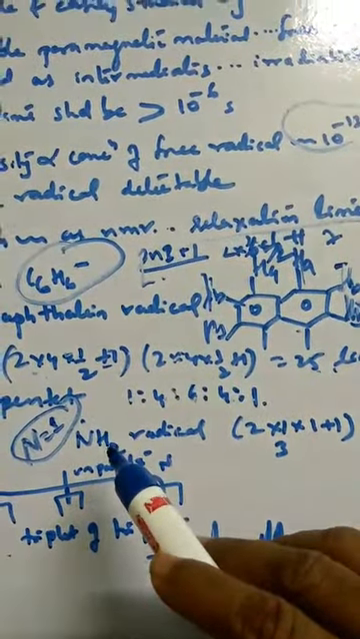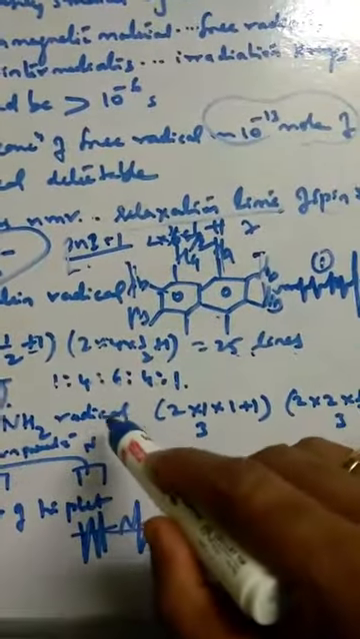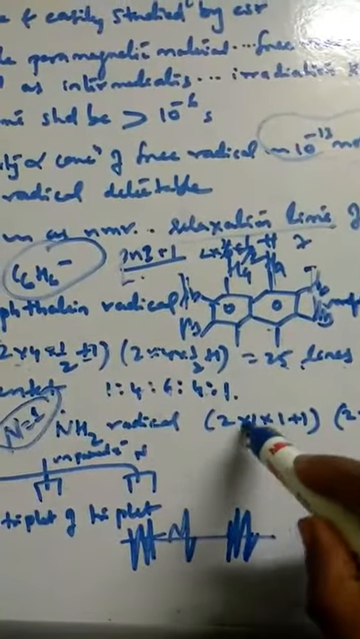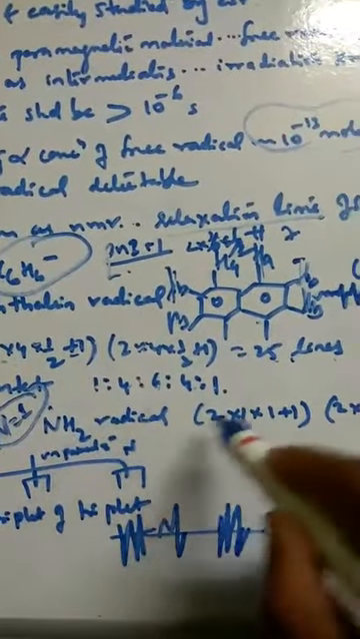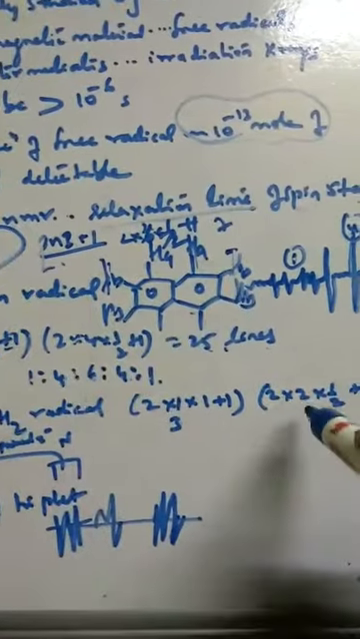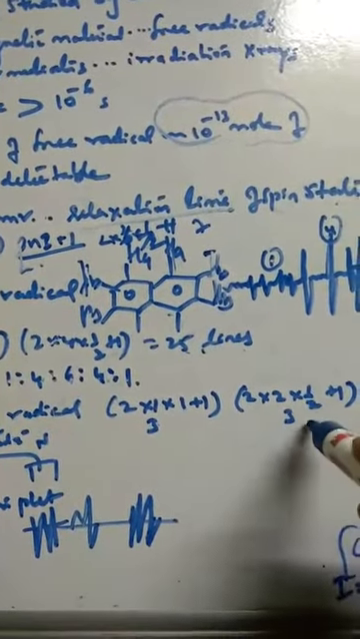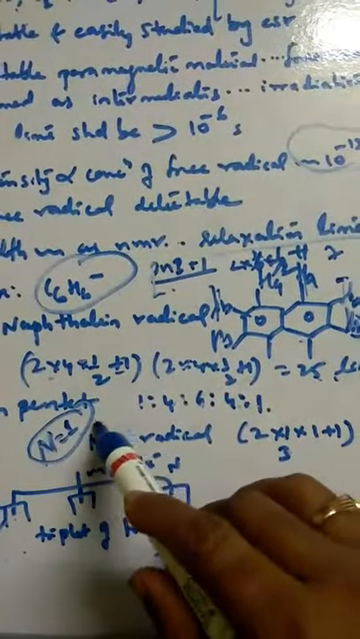The spin of the active nucleus I comes to be 1, nitrogen being an active nucleus. Now if I calculate, 2 into 1 plus 1, that is 3 for nitrogen, and for 2 hydrogens I get 2 into 2 into half plus 1, that is 3. So the total number of lines this NH2 radical is going to give is 3 into 3, that is 9.